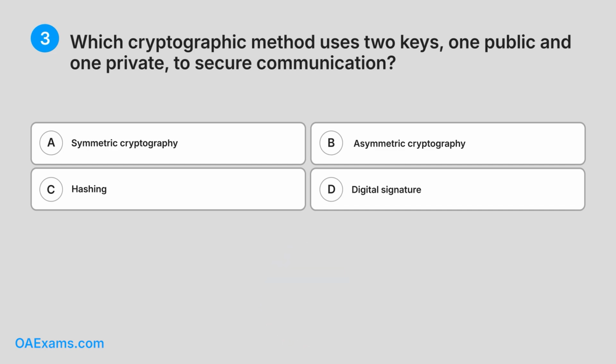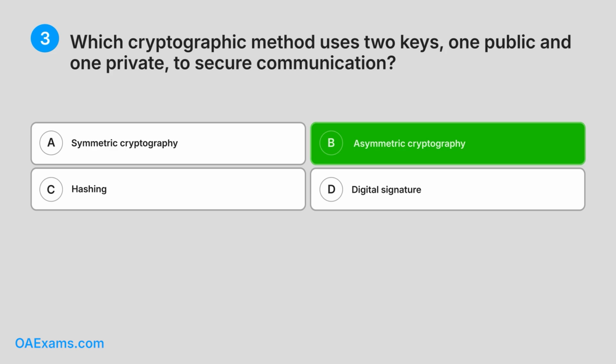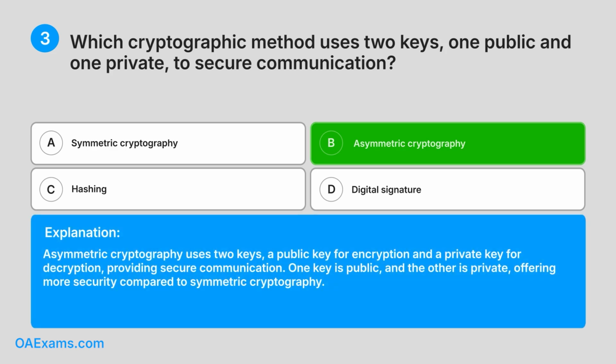Correct answer: B. Asymmetric cryptography. Explanation: asymmetric cryptography uses two keys, a public key for encryption and a private key for decryption, providing secure communication. One key is public and the other is private, offering more security compared to symmetric cryptography.